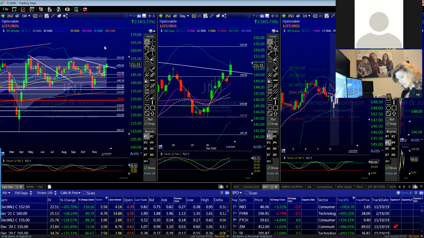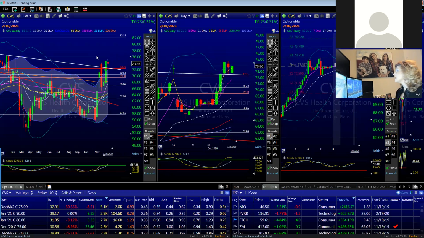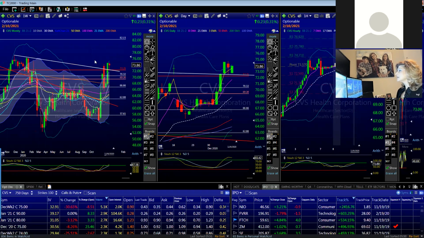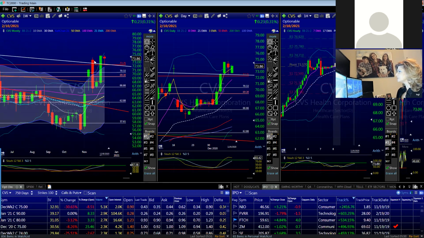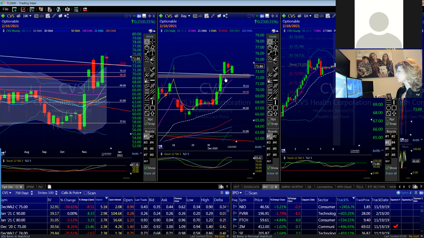The other trade I opened up, CVS, high risk, but because it's another one of those bottom fishing plays and it already had a very strong run. So why would I open it up after 3 days of a strong run? Because it's on support. So as long as it stays above 72, I think this can continue higher, basically.